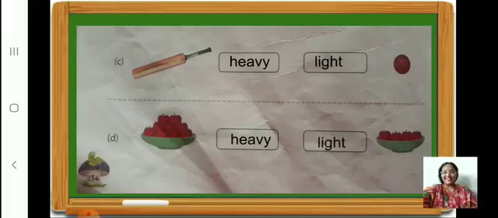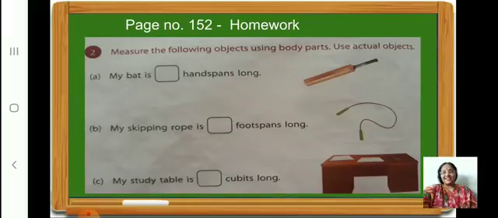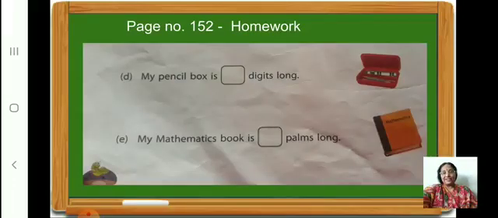Correct children? Children, now you have to write all this in your maths textbook. Okay? Here children, page number 152 is homework for you. Children, you have to measure the following objects using body parts. Okay? Page number 152, homework. Here also you have to use your body parts to measure the given objects.